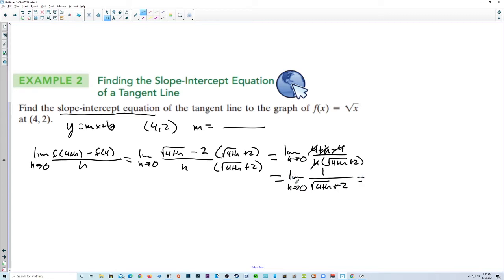Now when we plug 0 in for h, we get square root of 4 is 2, plus 2, we get 1/4. So the slope is 1/4. We need y minus 2 is equal to 1/4 times x minus 4. That's the point-slope form. So y minus 2 equals 1/4 x minus 1, and y equals 1/4 x plus 1.